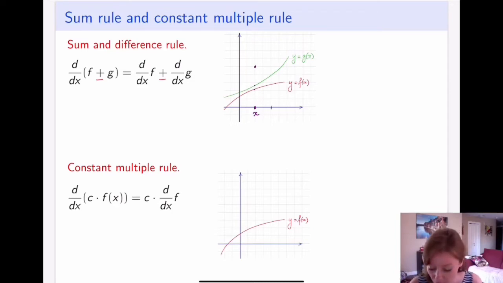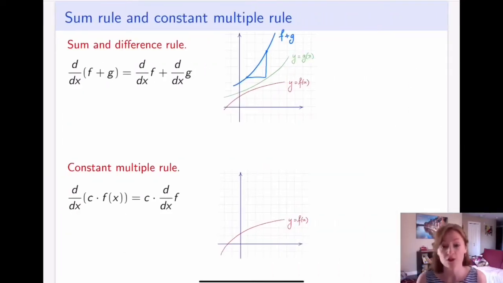If I pick another value of x, I go through the exact same process of just adding up the height of f plus the height of g. Okay, so if I do this a little more carefully, I'm going to get a function just like this one, f plus g. And then remember that the derivative in its essence is just rise over run.